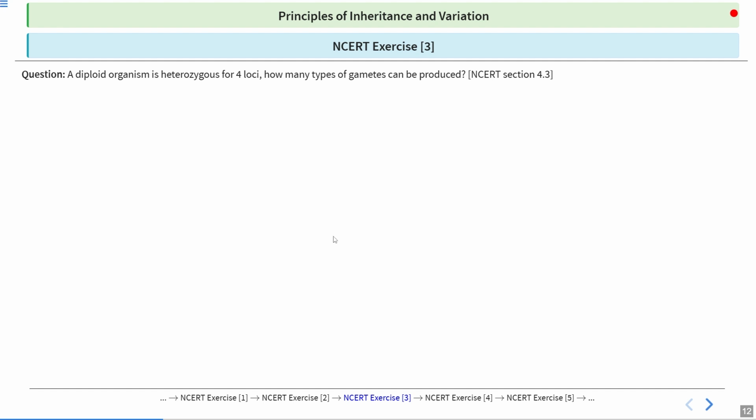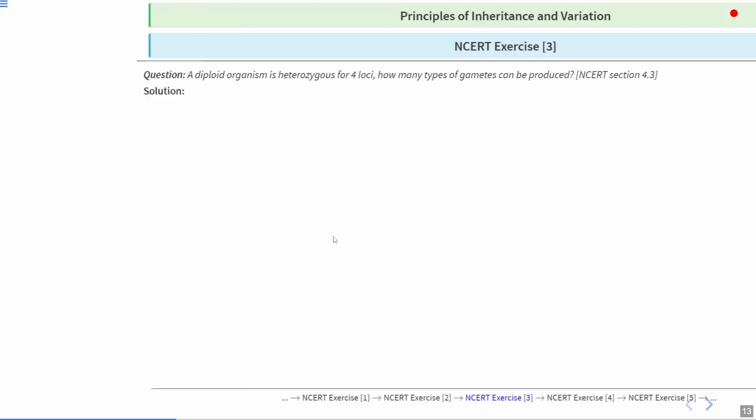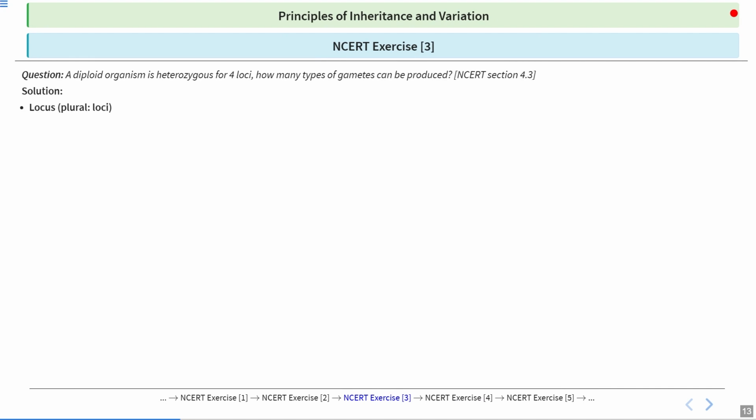Let's have a look at the answer now. Locus, plural is loci. Now, what is locus? It is a fixed position on a chromosome which is occupied by a single or more genes. So this locus is a position where the gene is present. This is the position on the chromosome where the allele is present or the gene is present.